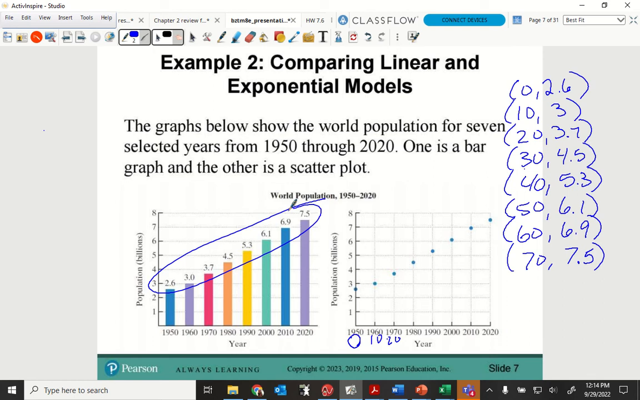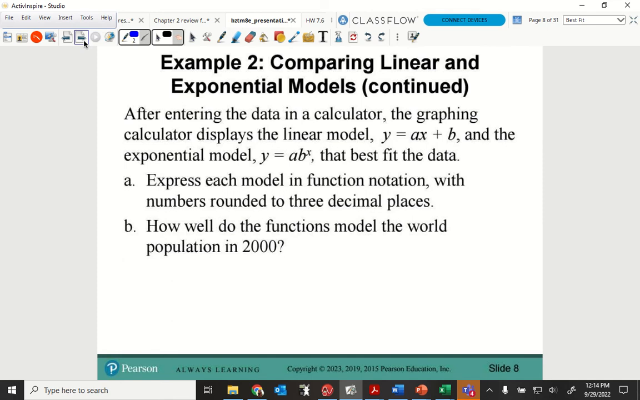All right, so now it's going to be all calculated from here. So it says the graph shows world population for 7 selected years, from 1950 to 2020. One bar graph, other scatter plot. So next page, we're going to find this. We're going to calculate graphing using linear and exponential. Linear, y equals ax plus b, and exponential, y equals a b raised to the x. Okay?